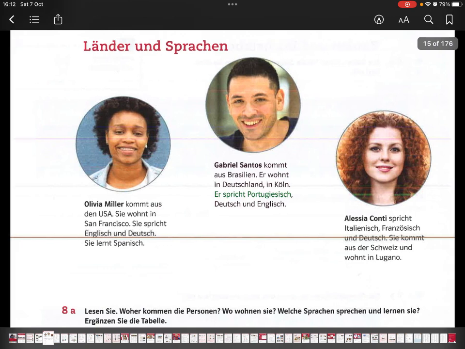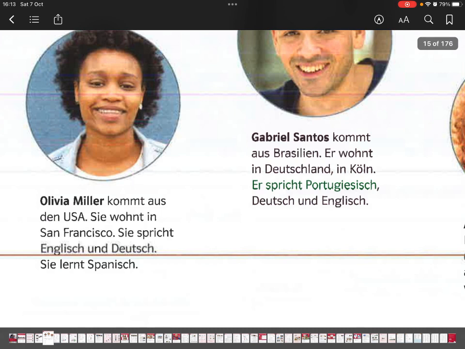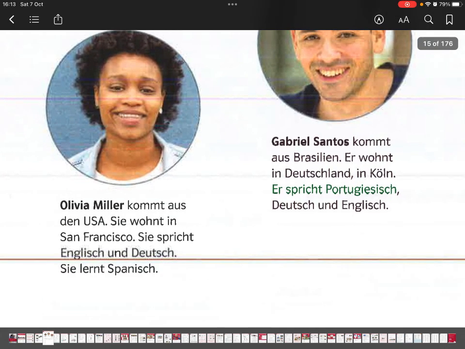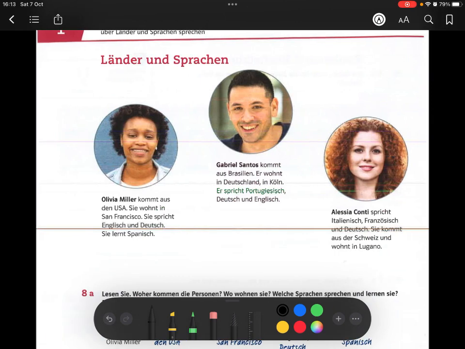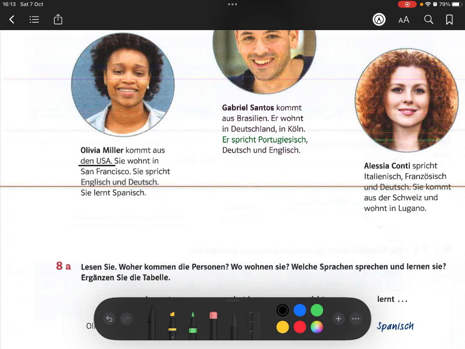Now let's move forward to our fourth module, which is Länder und Sprachen. You can rewind the previous modules to learn the pronunciations of the verbs kommen, wohnen, and in this module, we will be learning two important verbs like sprechen and lernen. Sprechen means to speak, lernen means to learn. And by this exercise, we will be able to tell where we come from, where we live, what languages we speak, and what we are currently learning.